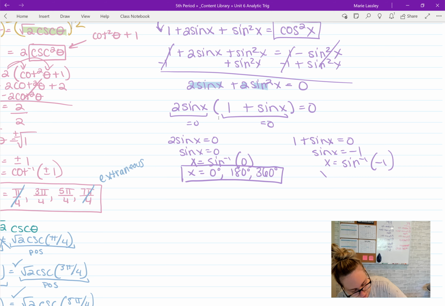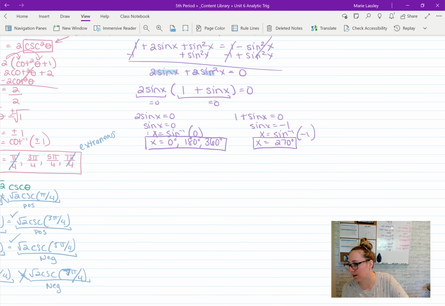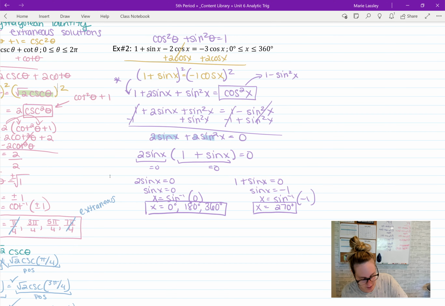Now we want to go up and check to see when we would have any extraneous solutions for this problem. I'm going to zoom out a little bit because I'm running out of space here. I like to go back to the stage right before I squared to do my checking. That would be 1 plus sine x has to equal negative cosine x.